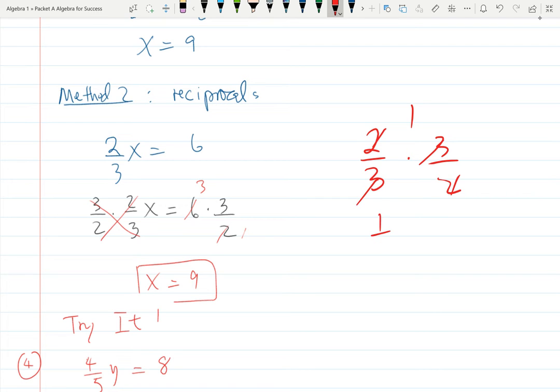So if you have 1 over 2x, then you're going to multiply by 2 over 1. The reciprocal of 1 over 2 is 2 over 1. If you have 3 over 4x, then you're going to multiply by 4 over 3. Okay, and you do that on both sides. Don't just do it on one side. What you do to the left, you do to the right, and that will give you a value of x.